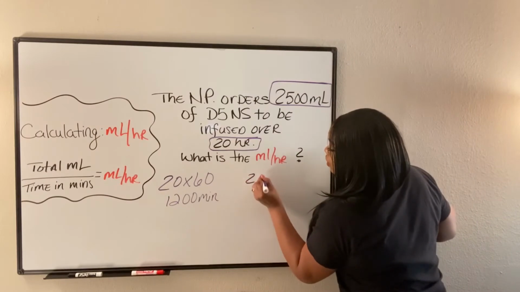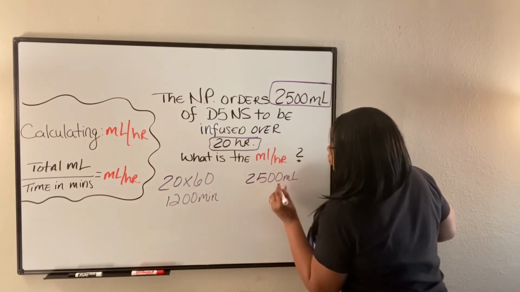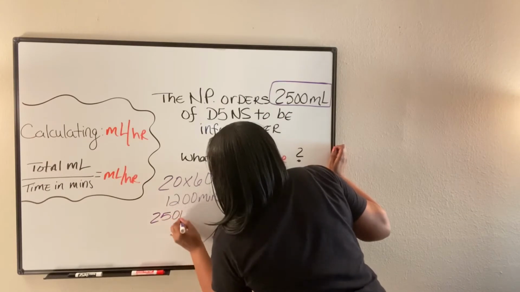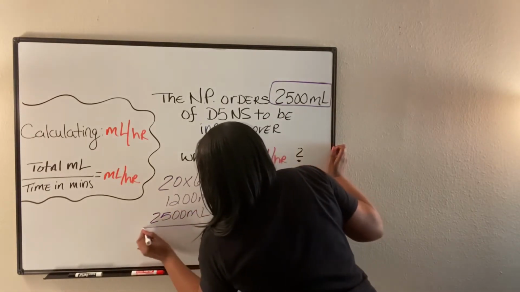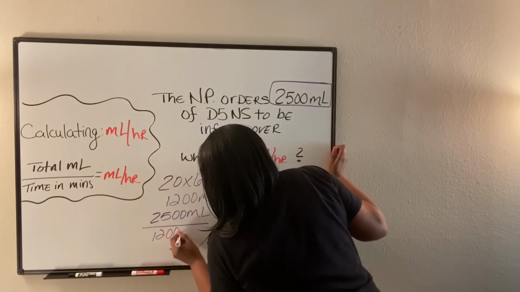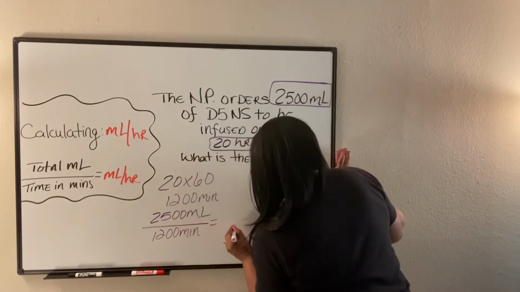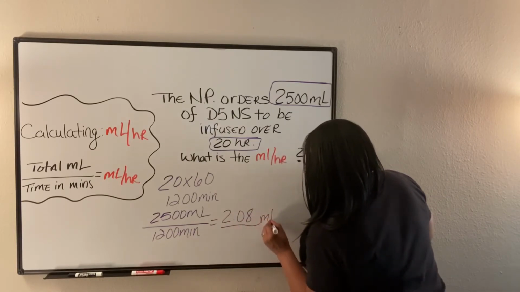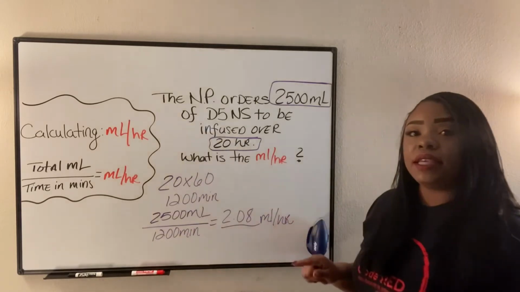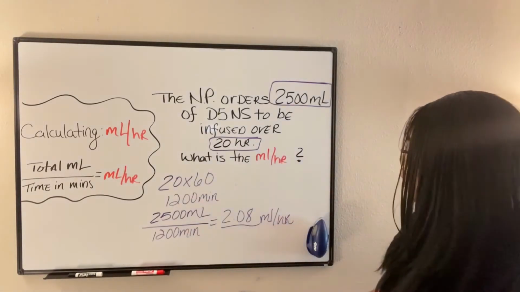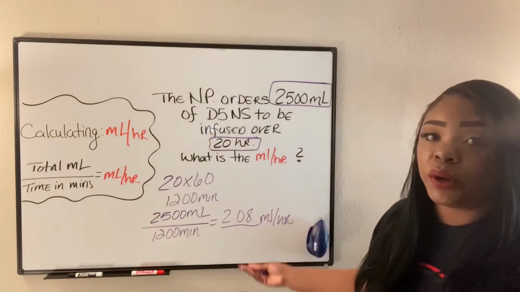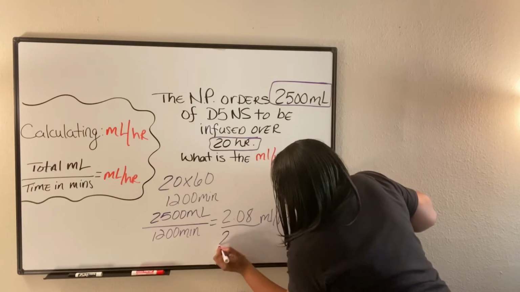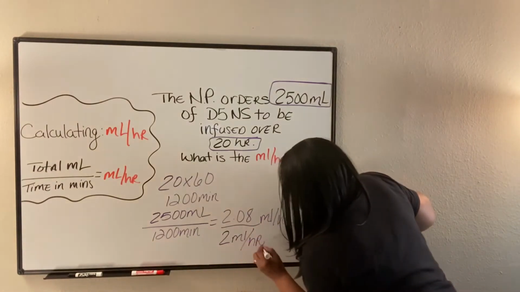So you have 2,500 milliliters over 1,200 minutes equals milliliters per hour, which comes out to 2.08 milliliters per hour. Now, if we take our rounding principles into account, then we know that the number immediately to the right of the decimal point is 0 or below 5. So that means the number to the left of the decimal point is going to stay the same. So that can be 2 milliliters per hour. And that's it.